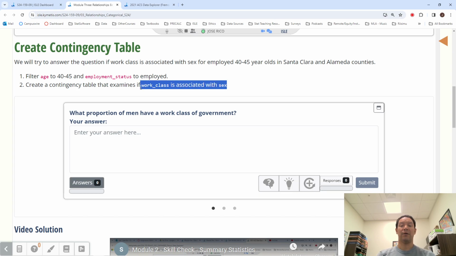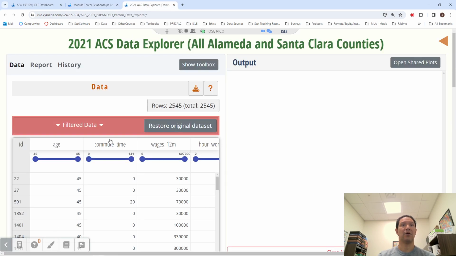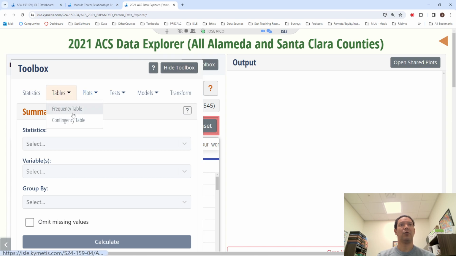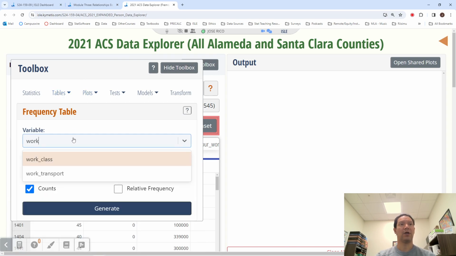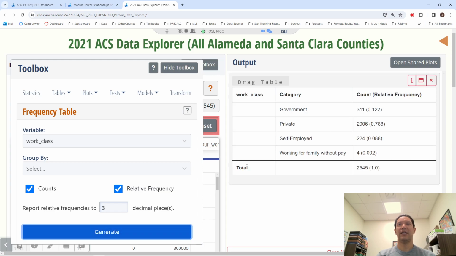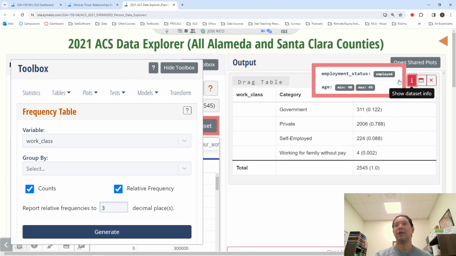Now the way I will always phrase these is work class is always the response and sex is always the explanatory. When I say work class is associated with sex, we're wondering, do males and females have different percentages of different work classes? When you're looking at the variable work class, it basically is saying, are they government? Are they privately employed? Are they self-employed? Are they working for family without pay? This sample is 40 to 45-year-olds employed.